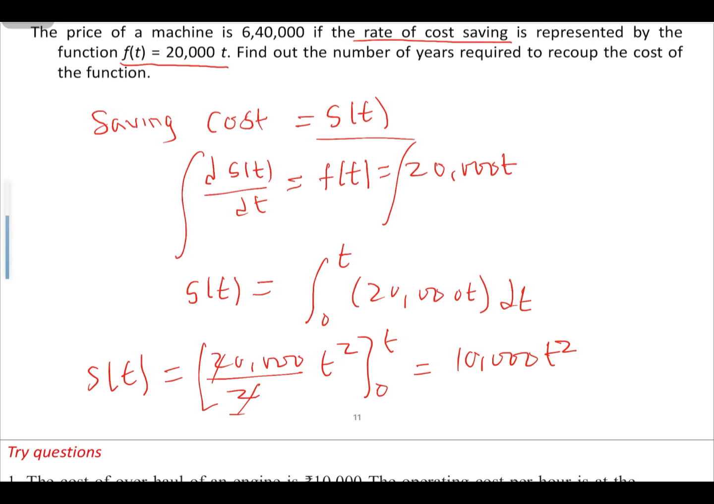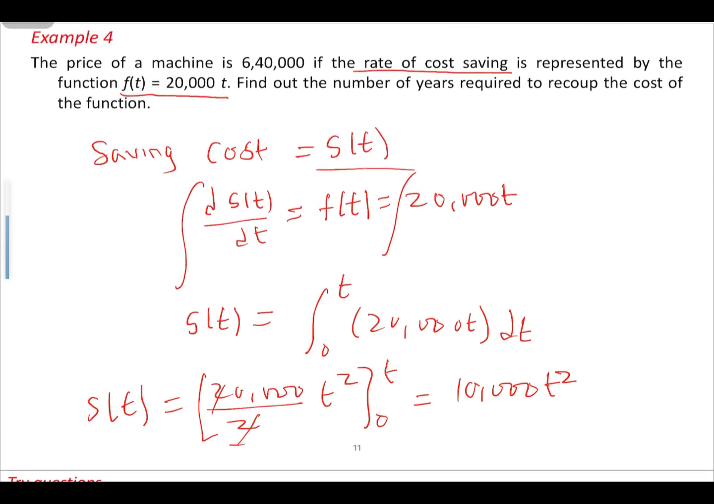So to recoup the total price, we can say that the saving cost is equal to the price of the machine, which is 640,000. The saving cost is equal to the price of the machine, which is what? 640,000. And therefore, we can say that our 10,000 t squared is equal to 640,000.